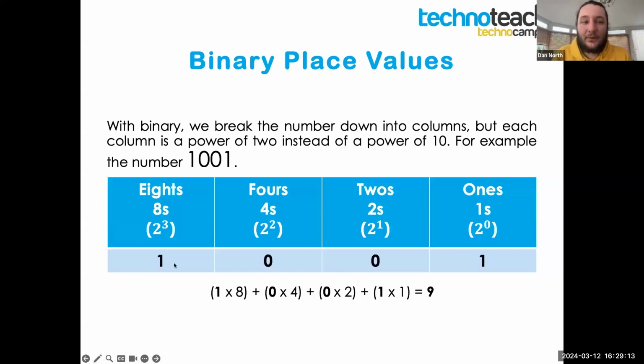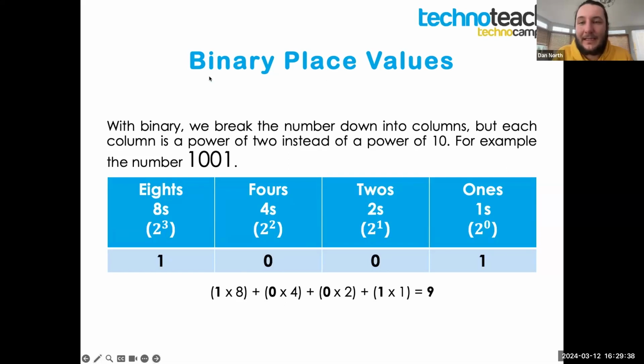So any number we can break down just like this, and we take our 1, 0, 0, 1, and we go, right, how many ones do we have? 1. How many twos? 0. How many fours? 0. How many eights? 1. Okay, 1 times 8 plus 1 times 1 equals 9. So we can break down any number using this method.